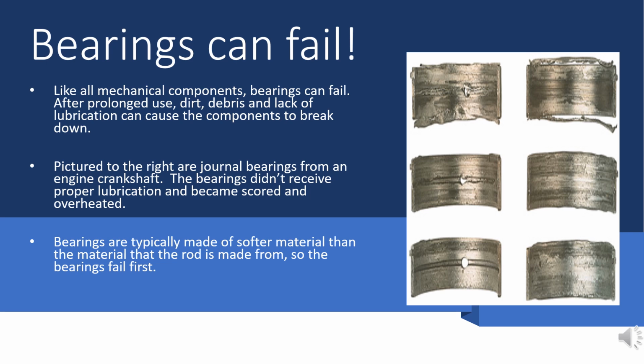Bearings are typically made out of a softer material than what the crankshaft would be made out of, and this is true in most applications, because we want the bearings to fail before the actual main component fails. Bearings are fairly cheap. A set you could probably get for $60 or $70 from a dealership, versus a crankshaft at maybe $1,200 to $1,300. So they try to prioritize failing the bearings versus failing the actual crankshaft itself.